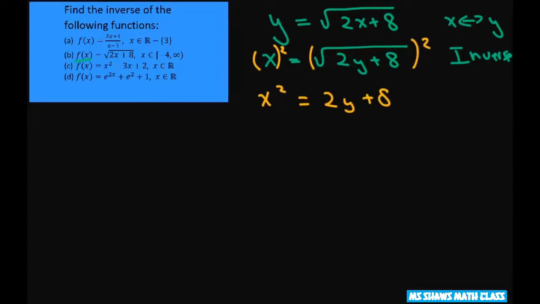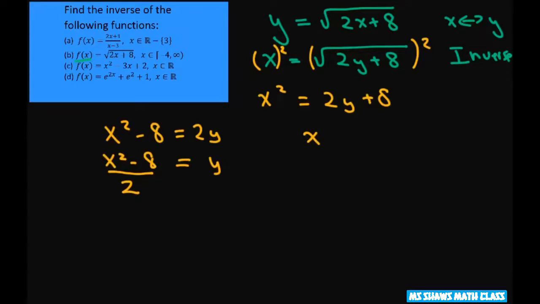And solve for y, you're going to get x squared minus 8 equals 2y. So y equals x squared minus 8 divided by 2. And for this one, let's go ahead and write this as an inverse too. x is going to be greater than or equal to 0.